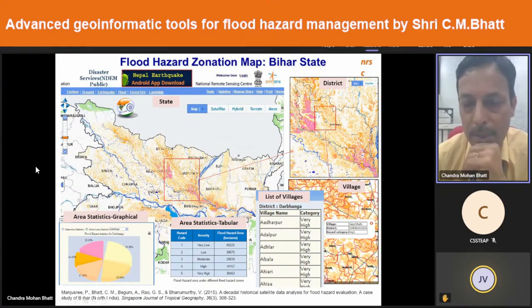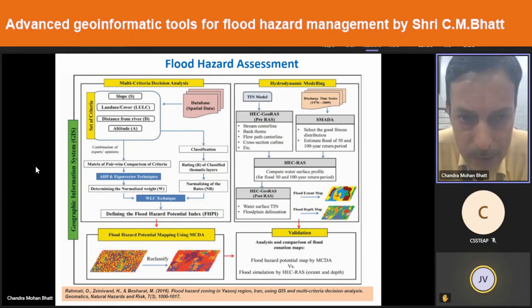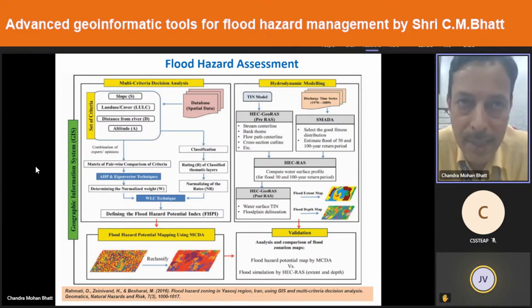It is in a GIS enabled version where you can click on particular pixels to get the information, whether it is under very high hazard or low hazard, and the name of the village. And you can also compute the area statistics if required. You can have your own customized polygons to see how much area is under which category in these areas. Once you have that, there are other techniques also from the geospatial point of view. One is that from satellite images you extract the flood hazard.